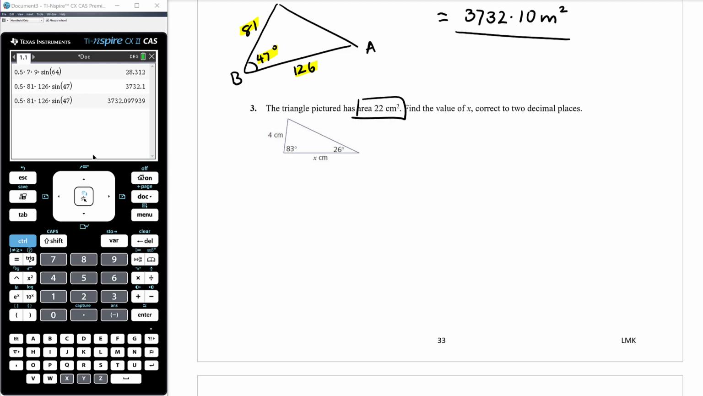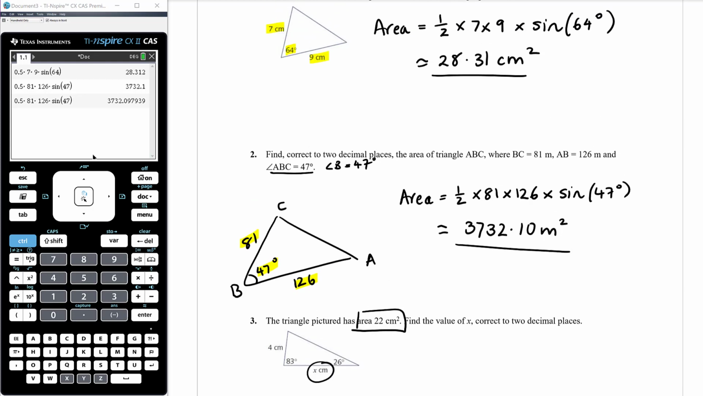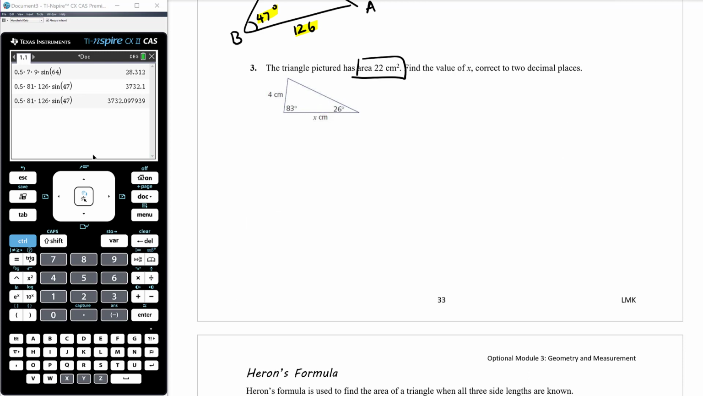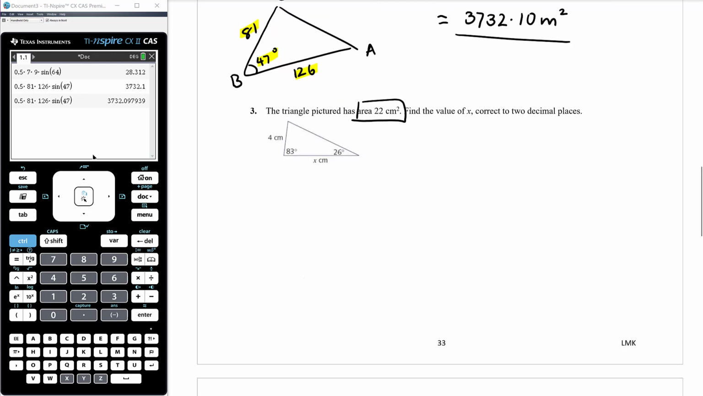This time area is known and one of the lengths is unknown, whereas in these previous examples we've been given both lengths and an angle, and it's the area that we're trying to find. This time we've got the area, we need to find one of the lengths. It's the same. Put the information into the formula and solve it for the unknown thing. The triangle pictured has an area of 22 centimetres squared. Find the value of x, correct to 2 decimal places.